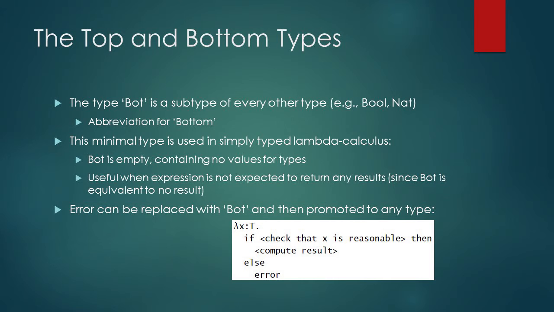So error, in the example that we see on the slide, the second slide for the top and bottom types, you can see in the expression here there's an if then else statement. So the else is error, and you can actually replace that with the bot type, and that can essentially be promoted to basically be any type from there.